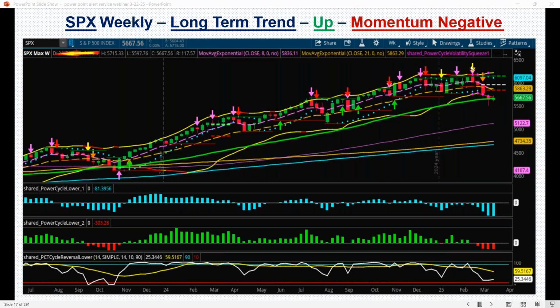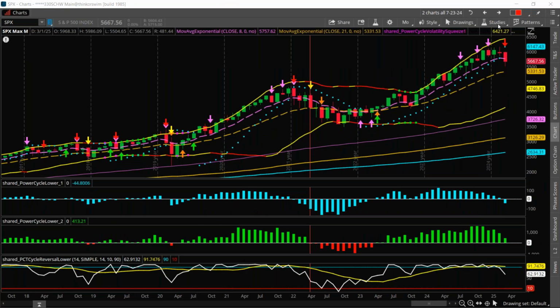So we're just, like I said, hanging on. Let me pull up the chart here so you can get a better idea of it. So here's the weekly time frame.